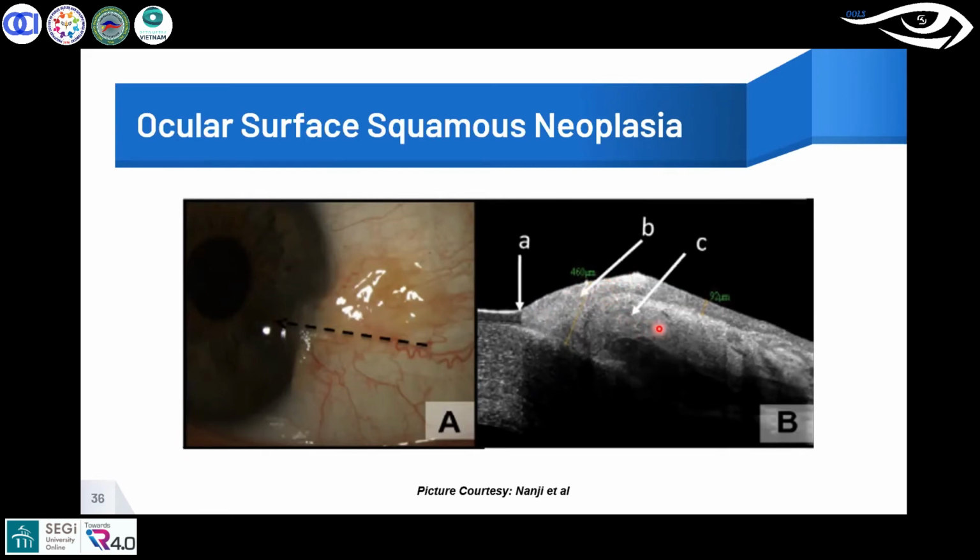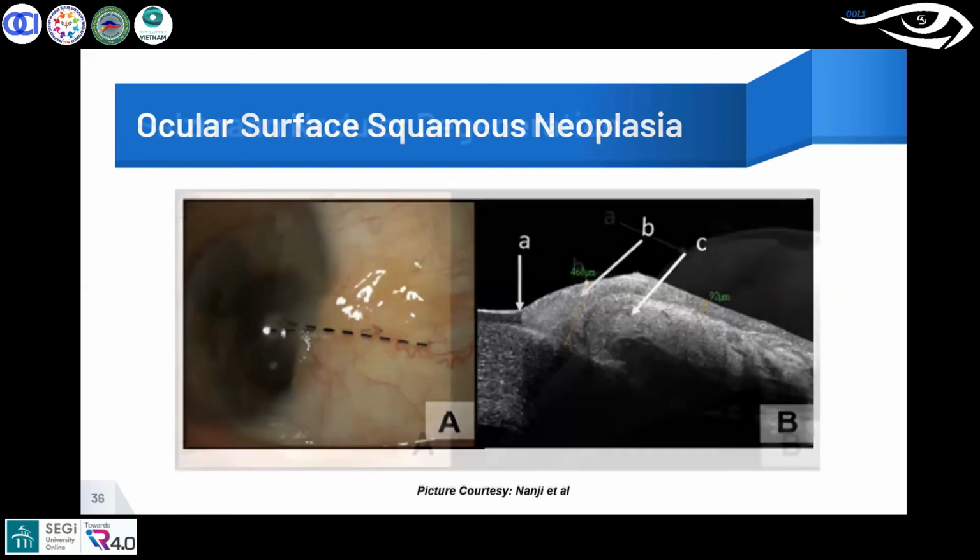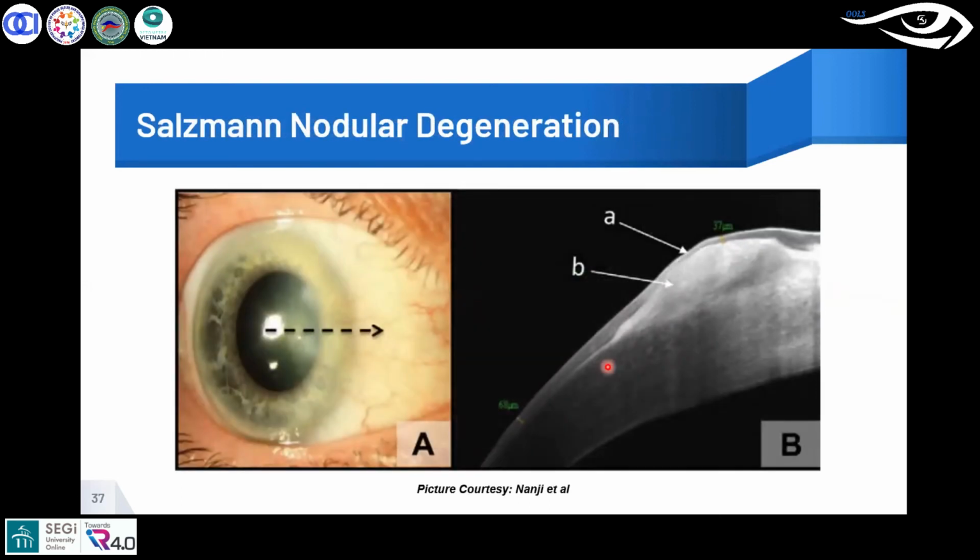Sometimes when these lesions are present, there would be increased obscuration, or certain structures below this will be invisible. This would prevent the visibility of the other structures which are present below that. So that also happens sometimes, in the case of corneal conditions as well as conjunctival conditions.